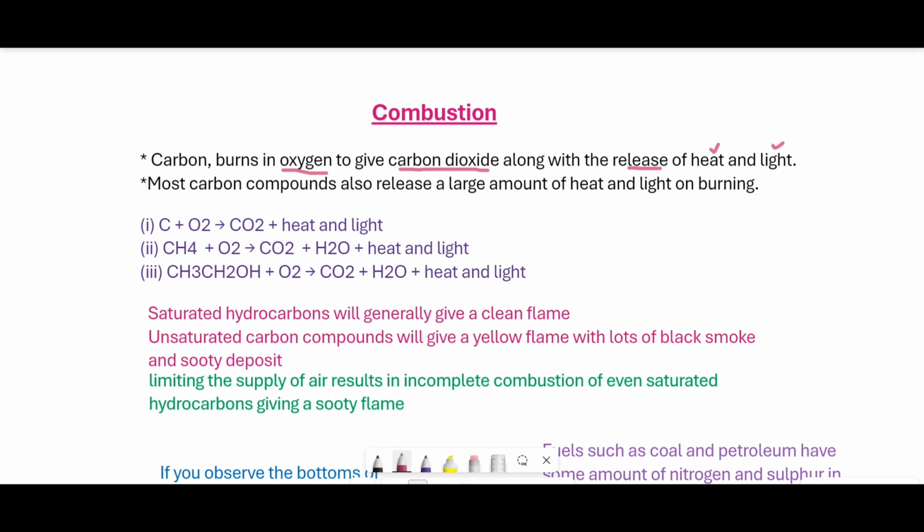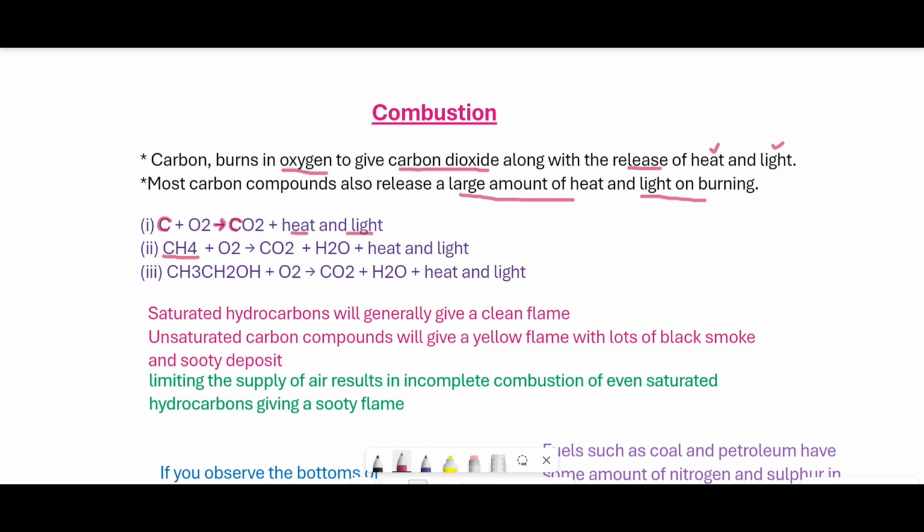Most of the carbon compounds also release a large amount of heat and light on burning. That's why I told already carbon compounds we mainly use as fuels. So carbon, C, plus O2. The symbol of carbon is C. When it burns we write O2. So the product will be carbon dioxide, CO2, plus heat and light.